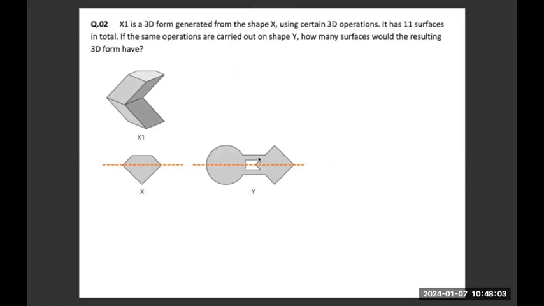Here you are given a 3D object, this one. This 3D object is made by extruding. Extruding means taking the 2D plane in a third dimension and extruding in such a way that first I will be extruding at an angle, then I will be extruding it at another angle. So this diamond will become a 3D form like this. Likewise, I have to make a 3D form of this new plane called y, and I have to find the total number of surfaces the resulting 3D form would have.